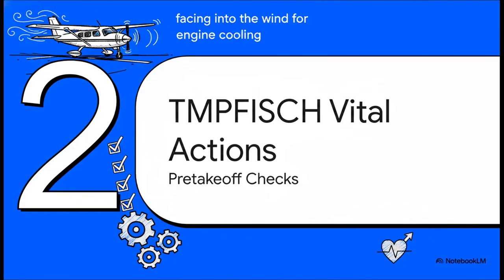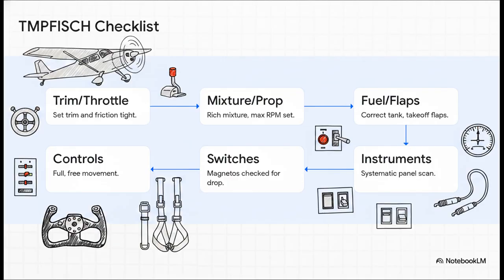Moving right along to Section 2, the TMPFSIS Vital Actions. Once we're in the run-up bay, we memorize our pre-takeoff checks using the TMP fish mnemonic device. It sounds a little funny, but it ensures absolutely everything is locked in and ready. First, T for trim. We make sure it's set for takeoff. M is mixture. We ensure it's rich. P is for propeller, if applicable. F is fuel and flaps. We verify fuel is on the proper tank, the pump is on, and flaps are set.